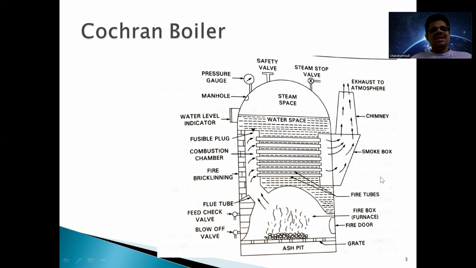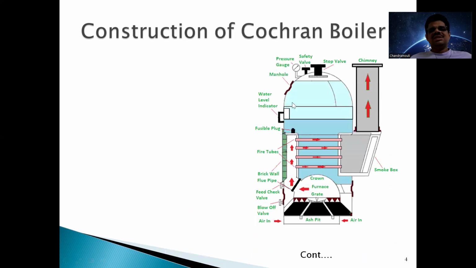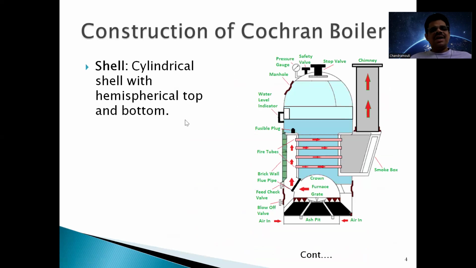Now let us see the various components and their functions. This is another diagram of this Cochran boiler. It consists of a shell. Observe what the shell is. This outer one is called the shell, in which all the components are mounted.